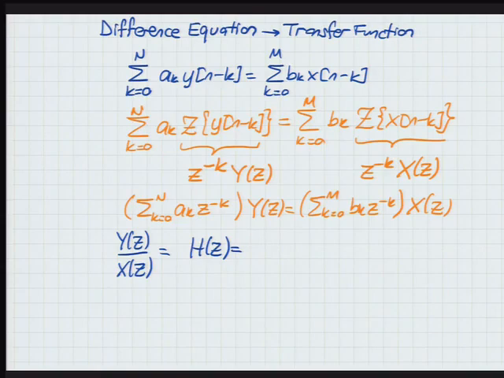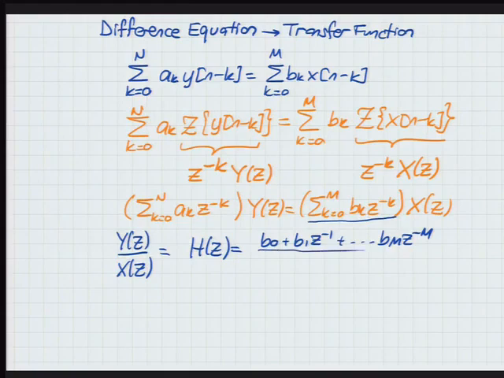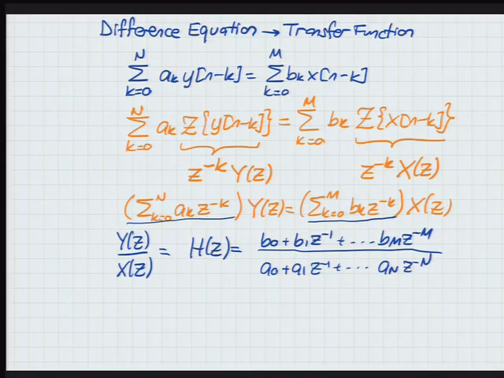So let's see. The b terms will remain in the numerator. So I'm going to now write this out explicitly in the numerator. This reads as b0 plus b1 z inverse up to b_m z to the negative m, right? And in the denominator, I'm going to get this term, which I can write explicitly as a0 plus a1 z inverse up to a_n z to the negative n. Okay? So that's the transfer function.